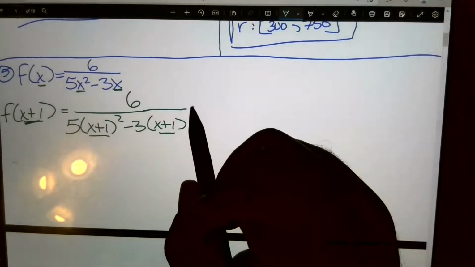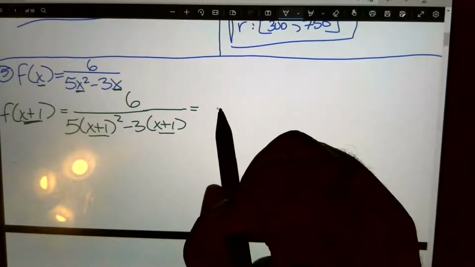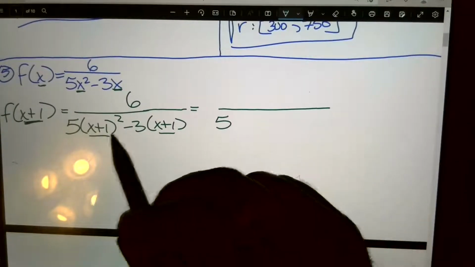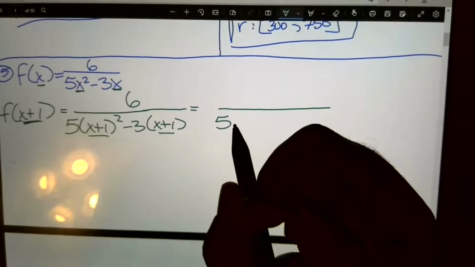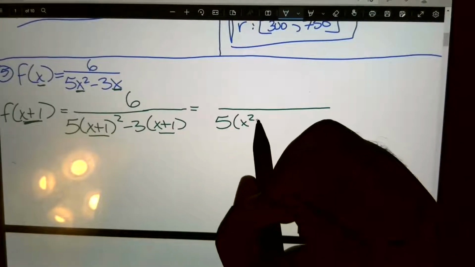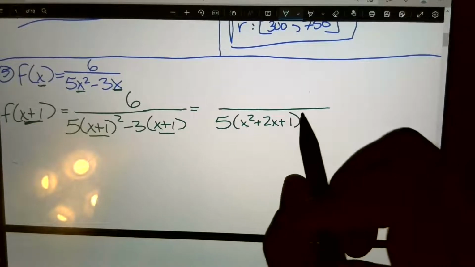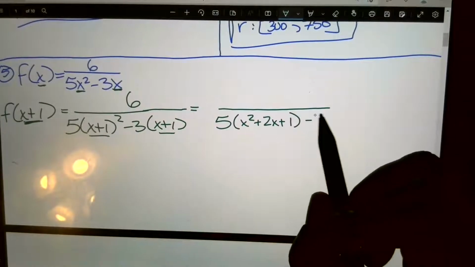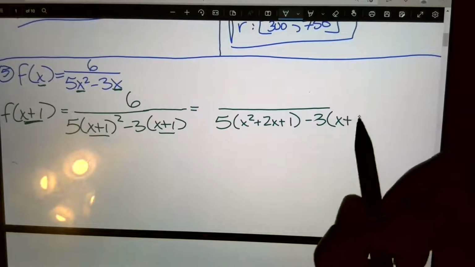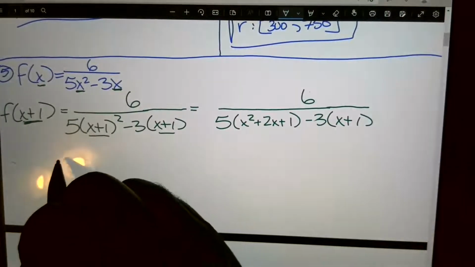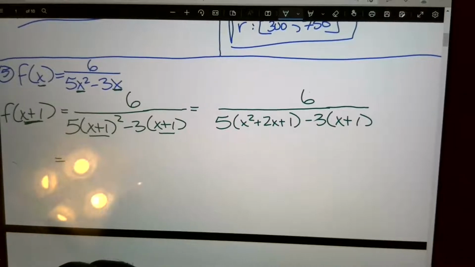Okay, then we do a little simplification. 5 times x plus 1 squared is x squared plus 2x plus 1, minus 3 times x plus 1. 6 is on the top. Y'all can see that well.